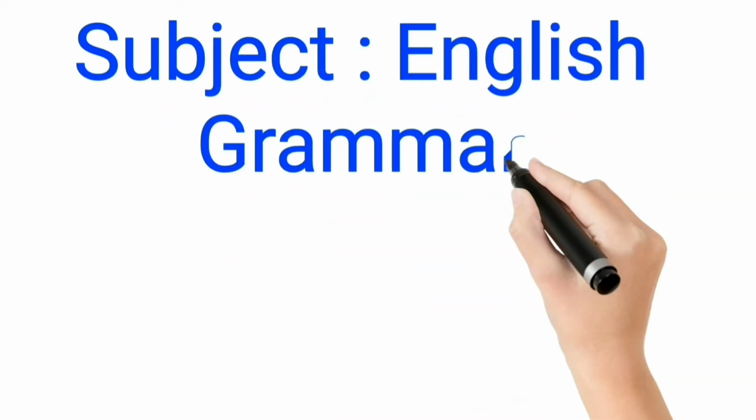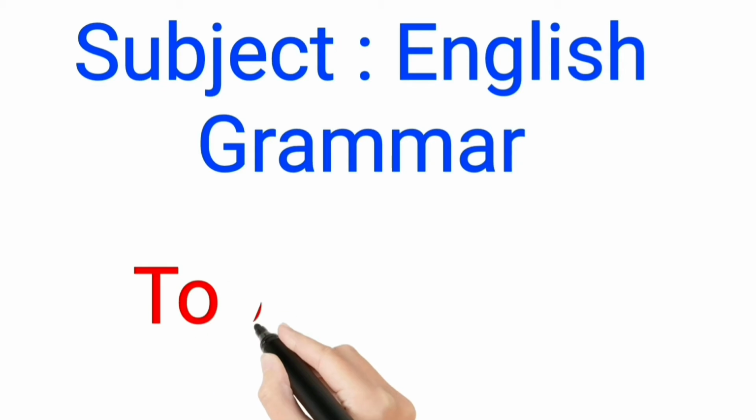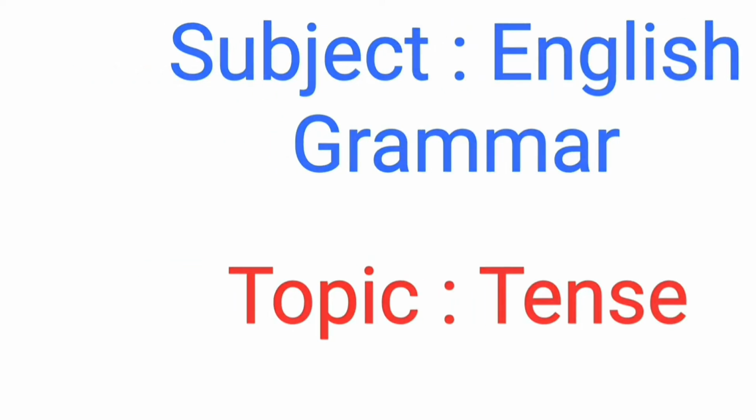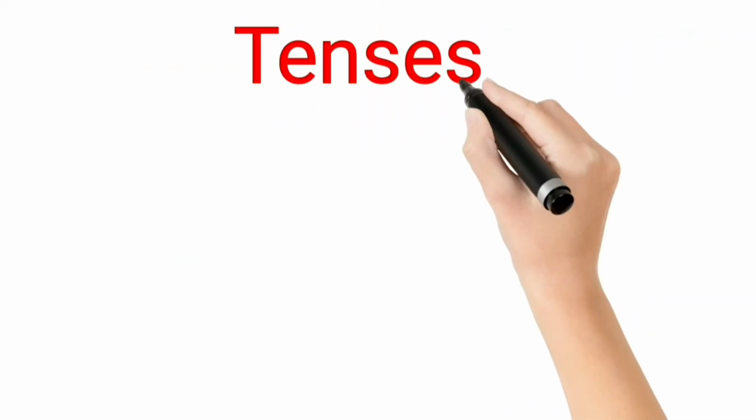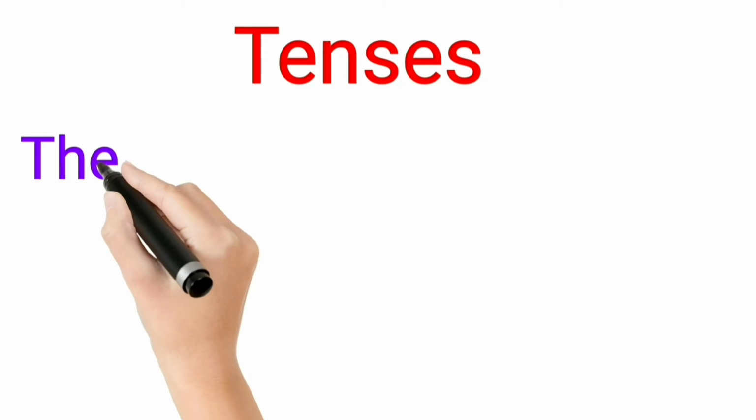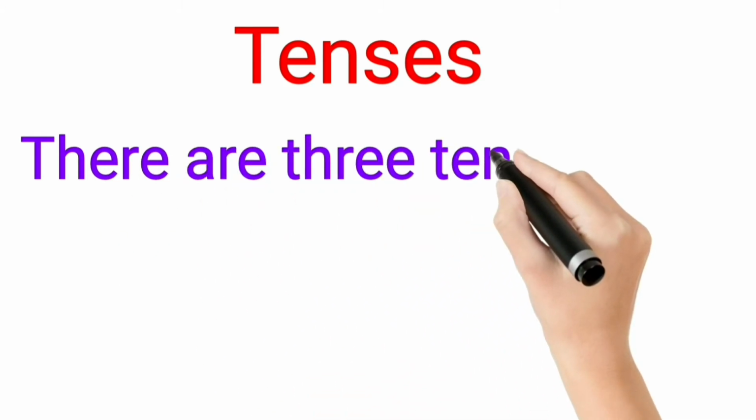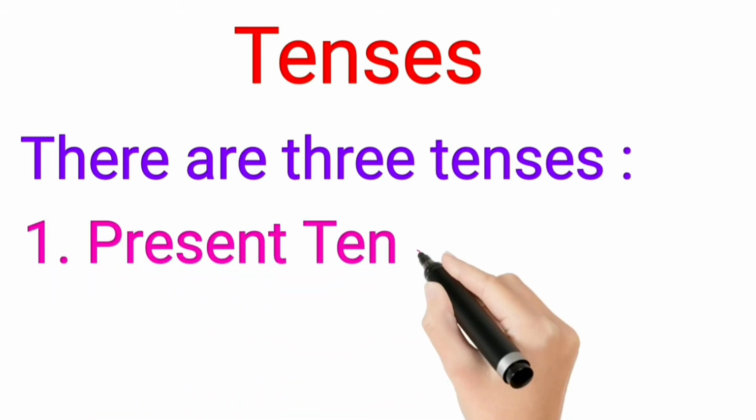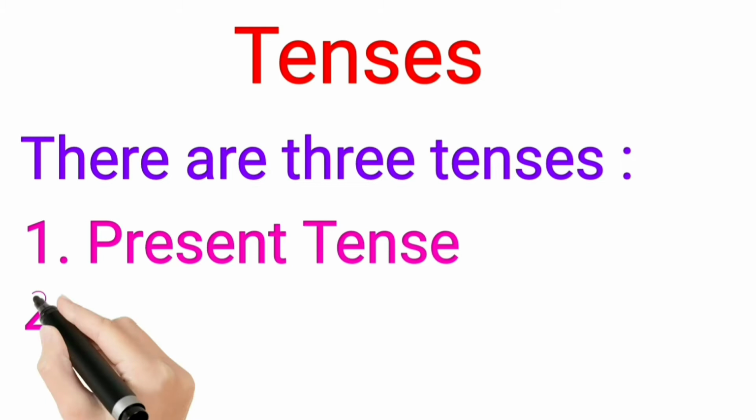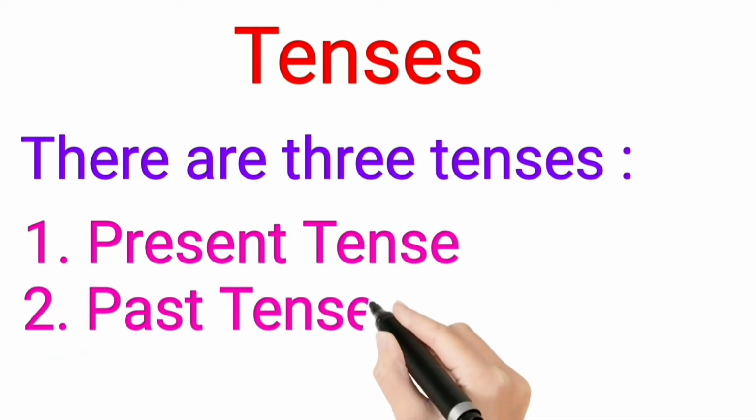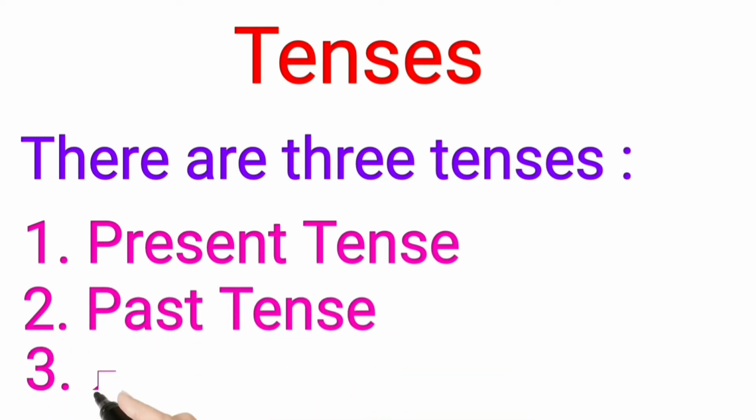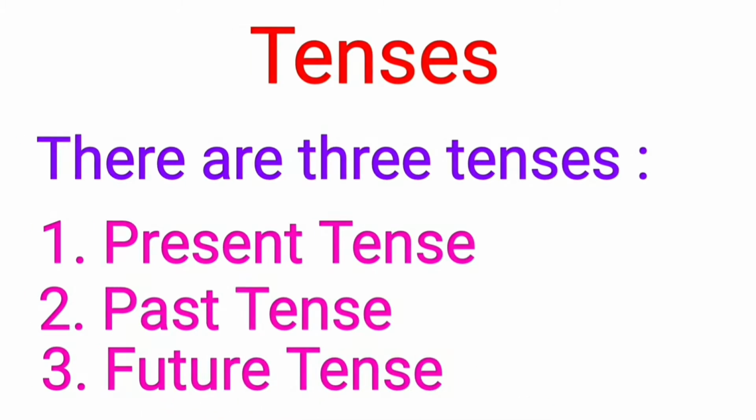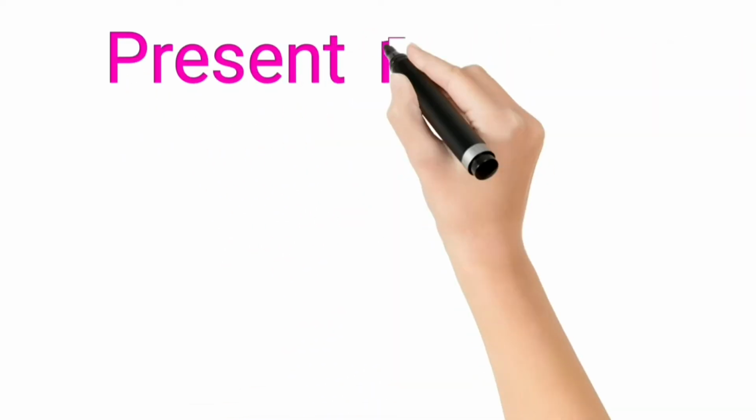Subject: English Grammar. Topic: Tense. Tenses. There are three tenses. They are: first one, present tense; second one, past tense; third one, future tense. First one, present tense.